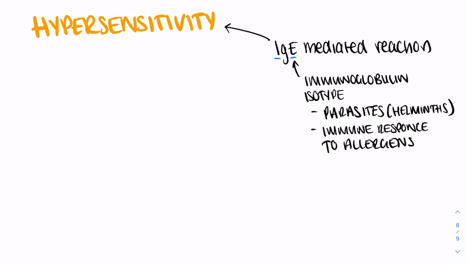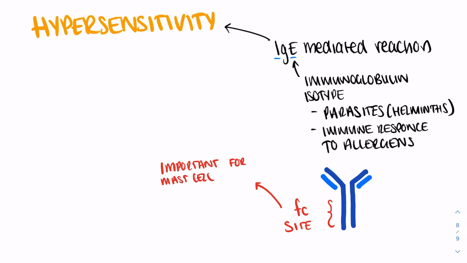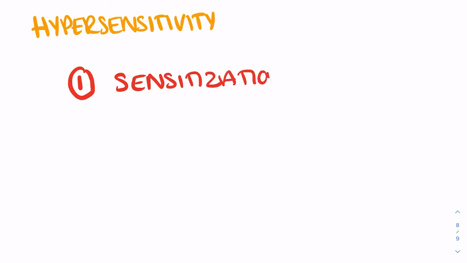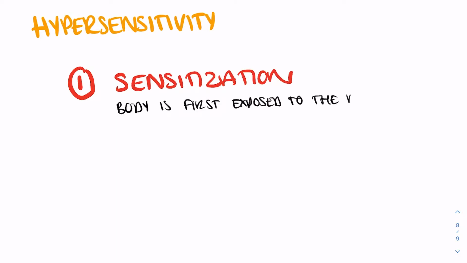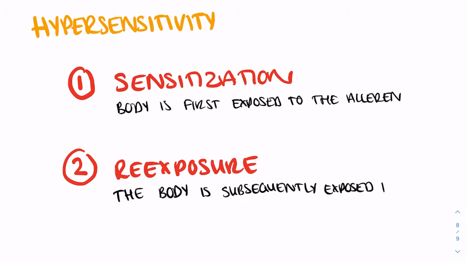Immunoglobulins are made from 2 heavy chains and 2 light chains. They contain an antigen binding site and also a fragment crystallizable region or FC site. This is important for mast cell binding. Broadly speaking, there are 2 stages in type 1 hypersensitivity reactions. The first stage is called sensitization, and this is where the body is initially exposed to the allergen. The second stage is called re-exposure, where the body is subsequently exposed to the same allergen again.